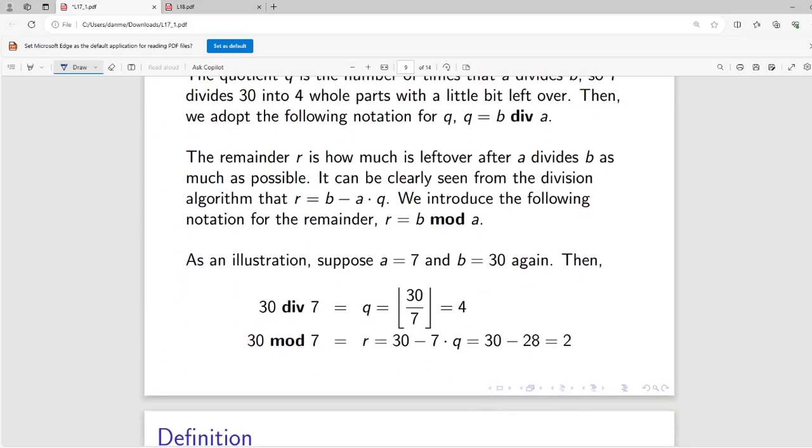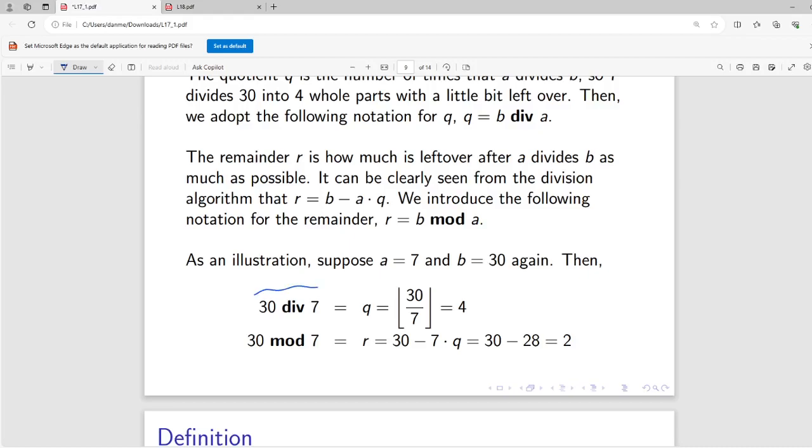Okay, so here's some notation for us. Q, remember, is the number of times that a goes into b. So Q will always be b divided by a, rounded down. This is the floor function from the last test, if you'll recall. Right? So Q is always b divided by a, rounded down.